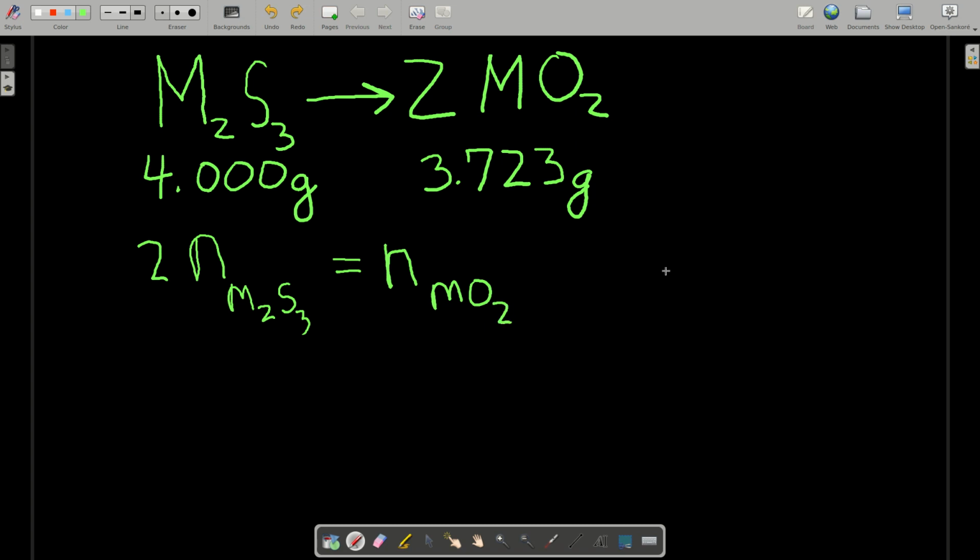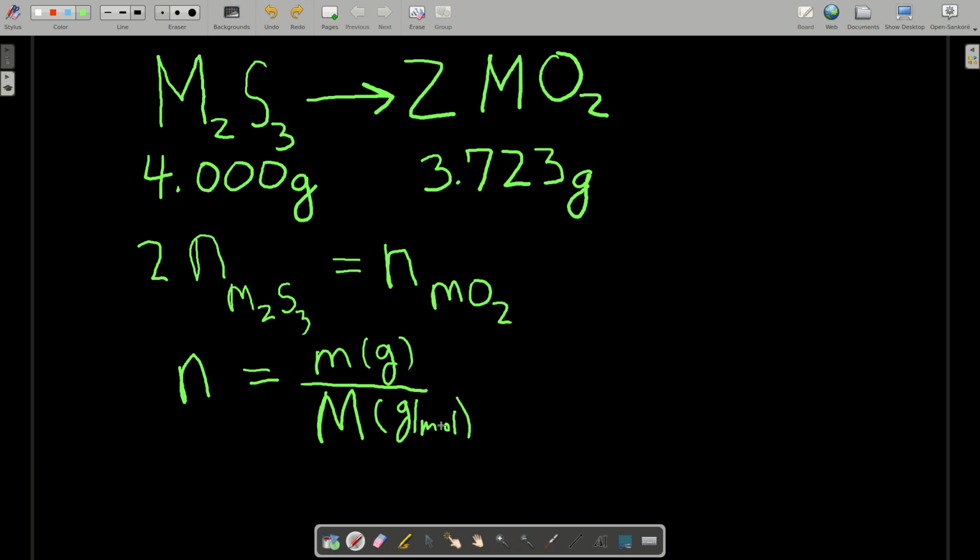Well, we can say this. Moles of anything is equal to the mass in grams of that substance divided by the molar mass, that's capital M, in grams per mole. So all we're going to do to solve this problem is, because we know the mass of M2S3 now and the mass of the MO2, substitute those for the little m and write out what the molar mass would be. So let's do it this way.